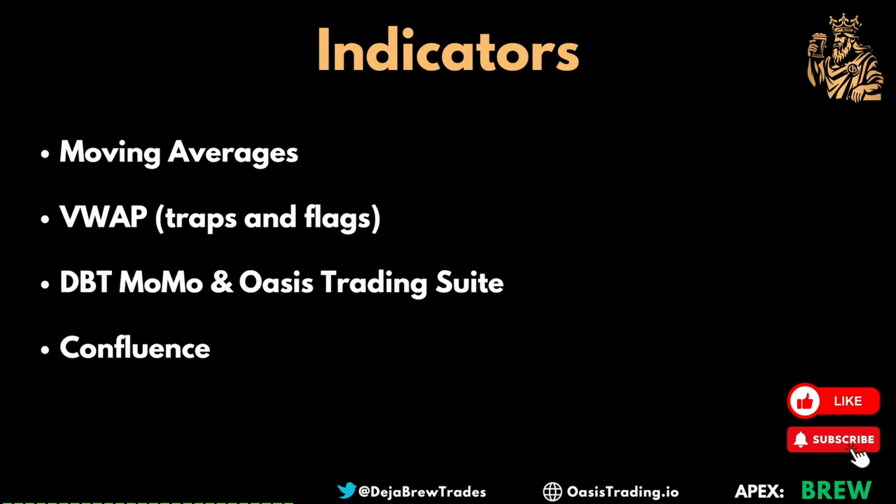In our next episode in this series, we will be talking about indicators. We'll go more into the 8 and 24 moving average technique. We'll go more into the VWAP technique with traps and bull flags and bear flags. We'll talk a lot about the DBT Momo and the Oasis trading suite and how to use all these indicators as confluence for our different type of trades that we are looking for.